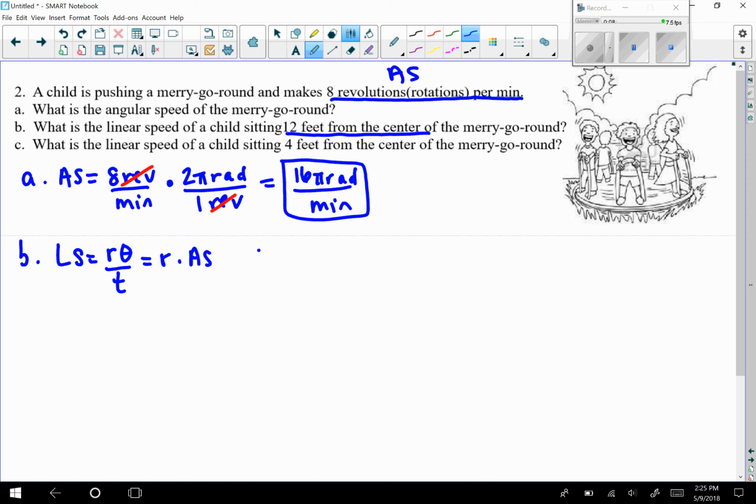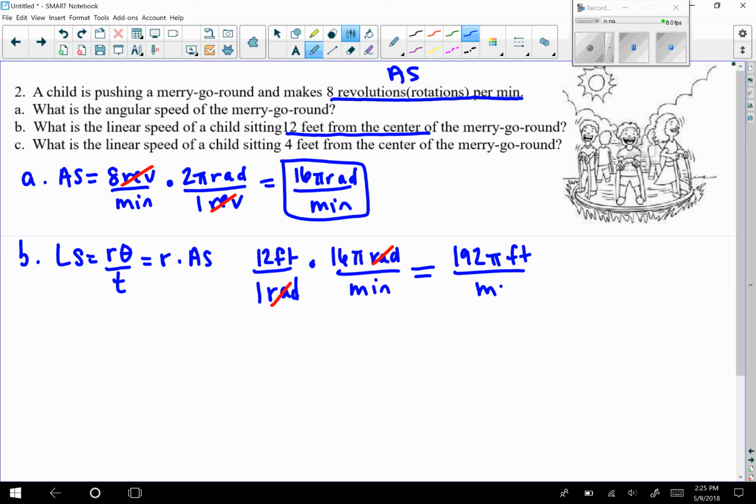So we get our radius 12 feet per 1 radian. Remember, you always want to do your radius per 1 radian times 16 pi radians per minute. And notice that reason we did that is because our radians are going to end up canceling out. And that gives us 12 times 16 pi, which is 192 pi feet per minute. And that would be my linear speed of the child sitting 12 feet from the center.